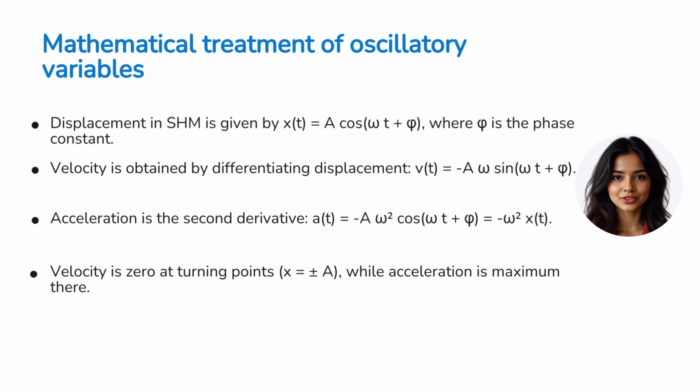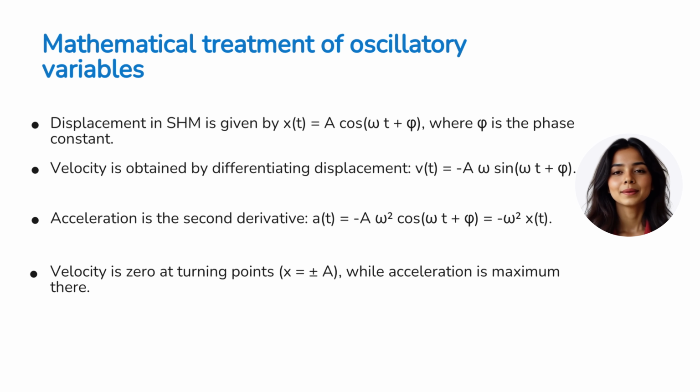Similarly, for acceleration, we differentiate velocity once more with respect to time. The acceleration a of t is then negative a times omega squared times cosine of omega times t plus phi. Notice that it equals negative omega squared times displacement, reinforcing the idea that acceleration always points back toward the mean position.